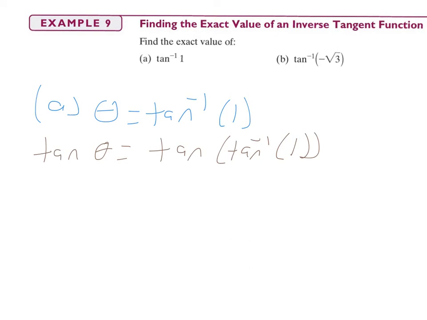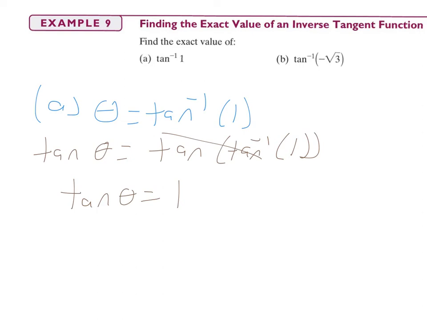Now, tangent and tangent inverse undo each other, so you have tangent of theta is equal to 1. So that's asking you what angle gives you a tangent value of 1. And since tangent is positive, that would be in the first quadrant.